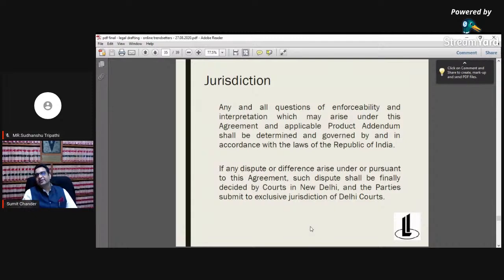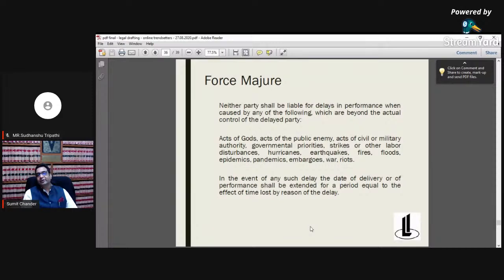Next important clause you must mention in your agreements is the force majeure clause. Next slide, please. Now, force majeure in today's time has become very important. So, you must mention that neither party shall be liable for delays in performance when caused by any of the following, which are beyond the actual control of the delayed party: acts of God, acts of the public enemy, acts of civil or military authority, government priorities, strikes, or other labor disturbances, hurricanes, earthquakes, fires, floods, epidemics. Now we've added pandemics, embargoes, wars, riots. Now, do you see that pandemics has now started coming up in every force majeure clause of the contracts? Unfortunately, people were just restricting themselves to epidemics so far.